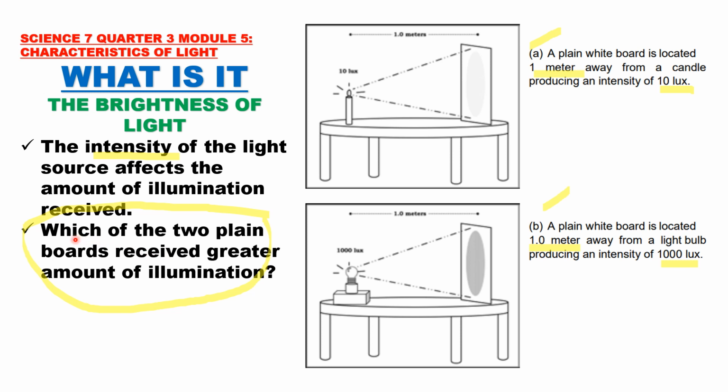So, let's answer. Which of the two plain boards receive greater amount of illumination? So, based from our drawing, we could clearly see na ang greater amount of illumination is received by plain whiteboard letter B. So, bakit? So, very simple. Ang intensity ng light source affects the amount of illumination. Mas mataas ang intensity ng light bulb kaysa sa intensity ng candle, which is only 10 lux.